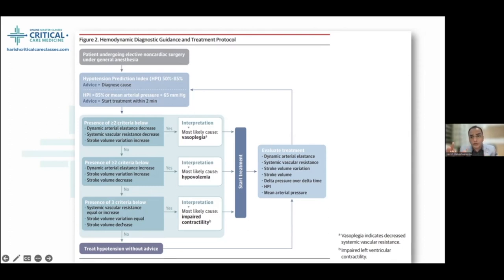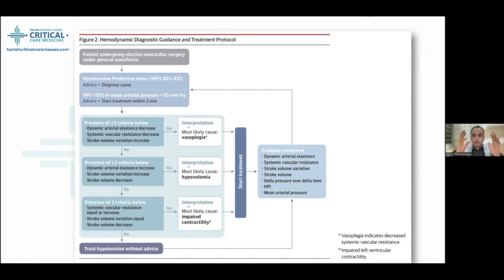So if SVV is normal, the probability of fluid responsiveness by giving external fluid or maybe a transfusion is very, very less, because it is almost normal with the optimal condition satisfied. Then obviously the cause for the shock is poor contractility. So this is a fairly good, acceptable protocol based on the hypotension prediction index.